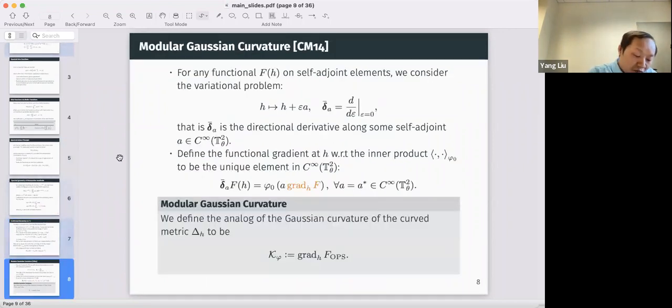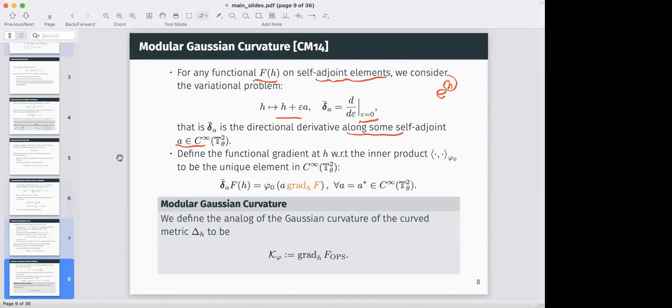So now you have a functional in h. h is just a self-adjoint element. In this coordinate algebra, you can think of this as the parameter of the tangent space of your conformal class of metrics, because the conformal factor is e to the h, right? So h is the coordinate for the tangent space. Now on this tangent space, you can give a perturbation along another self-adjoint direction, and then you consider the variation. You take the derivative in epsilon, and then you evaluate at epsilon equals zero.